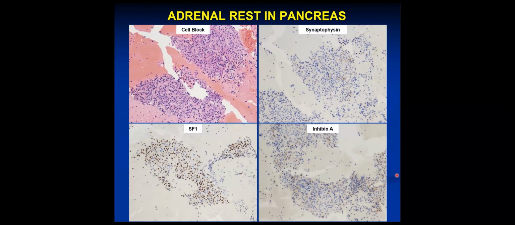So for example, here is a case presented with a pancreatic tail mass, and it's quite challenging. With the cell block, we considered, for example, neuroendocrine neoplasm and a few mimics, and finally it turned out to be an adrenal rest. On the cell block, you can see it has good SF1 nuclear staining and it's focally positive for inhibin A.